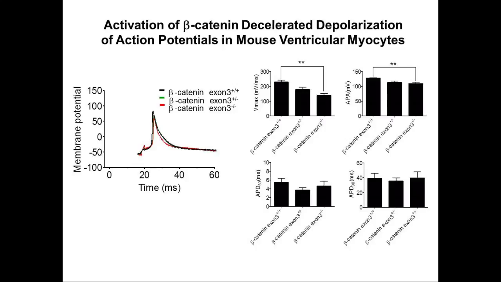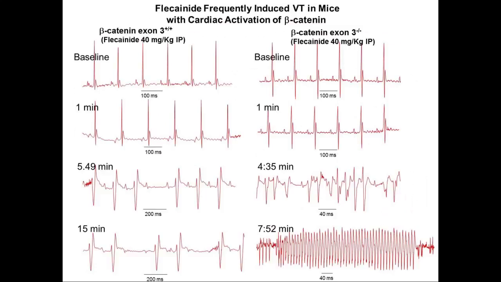We also isolated cardiomyocytes to do action potential recordings. As you can see, the depolarizing phase zero of the action potential, the Vmax rate, was significantly decreased. This is also consistent with the sodium channel decrease by the exon 3 deletion of beta-catenin.